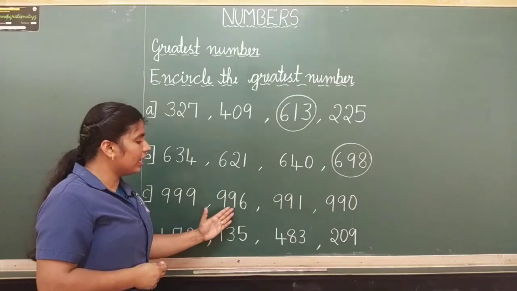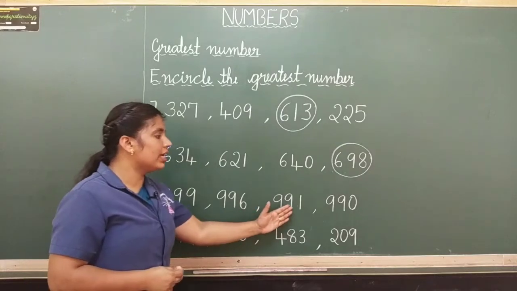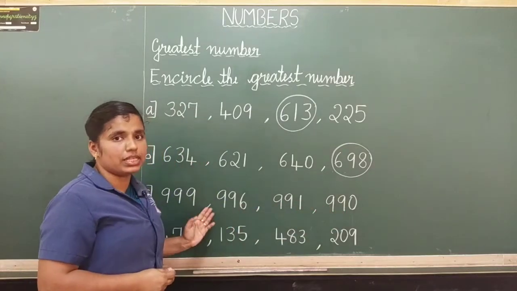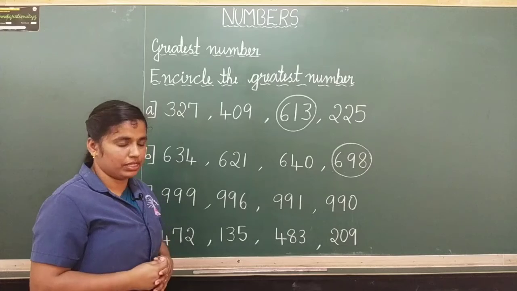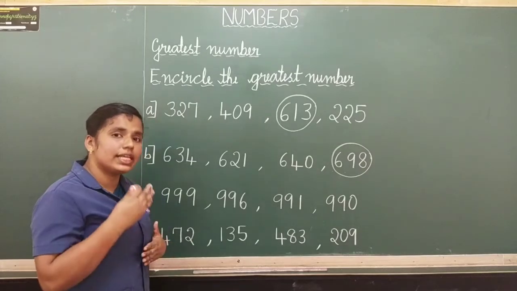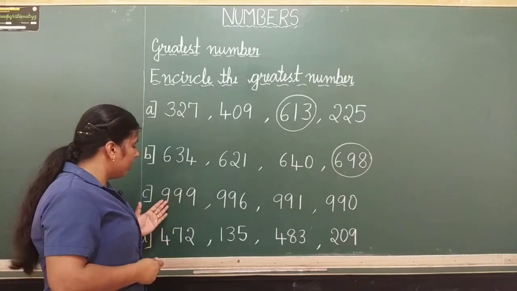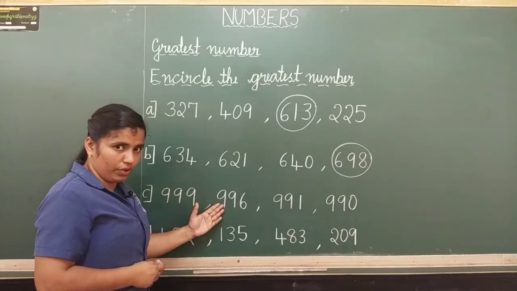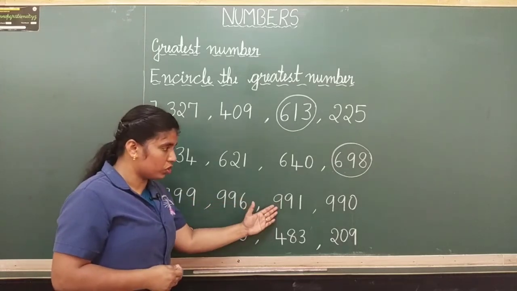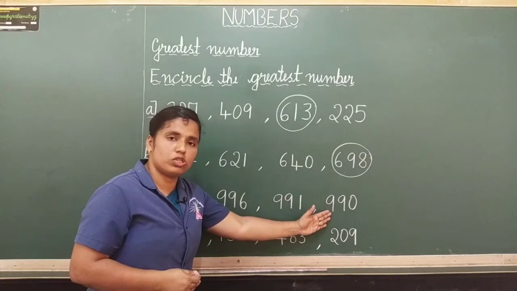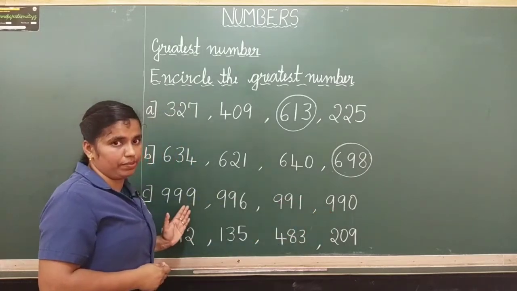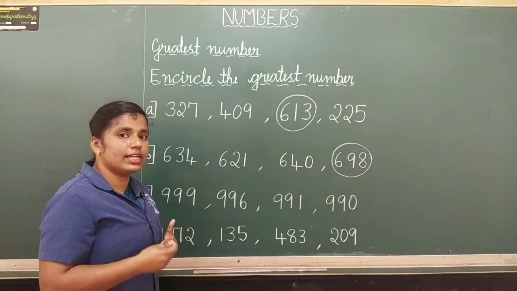999, 996, 991, 990. All these numbers are 3-digit numbers. If we see the hundreds place, here in this number we have 9, here also we have 9, in this number also we have 9, here also we have 9. Therefore, the hundreds place is same. So, we have to go to the tens place.